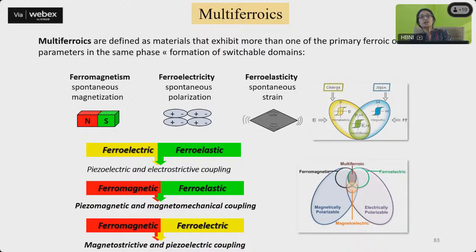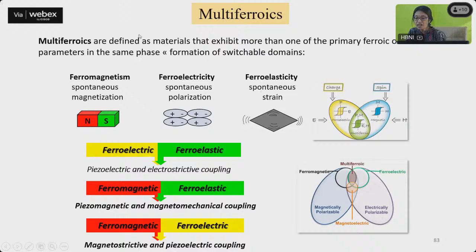So what are multiferroics? Multiferroics are defined as materials that exhibit more than one primary ferroic order parameter in the same phase. This leads to the formation of switchable domains. Ferromagnetism is spontaneous magnetization, ferroelectricity is spontaneous electric polarization, and ferroelasticity is spontaneous strain. If you have ferroelectric and ferroelastic materials coupled with each other, you have piezoelectric and electrostrictive coupling. If you have ferromagnetic and ferroelastic materials coupled together, you have piezomagnetic and magnetomechanical coupling. If you have ferromagnetic and ferroelectric materials coupled together, you have magnetostrictive and piezoelectric coupling.